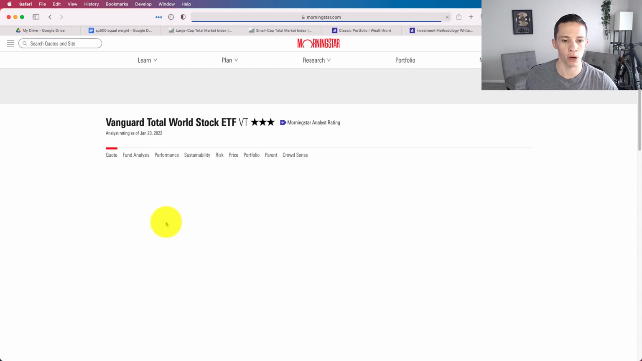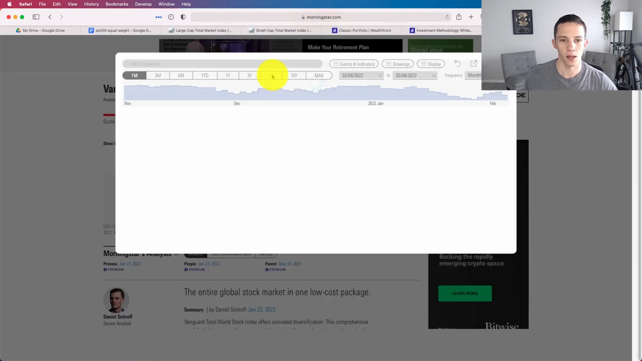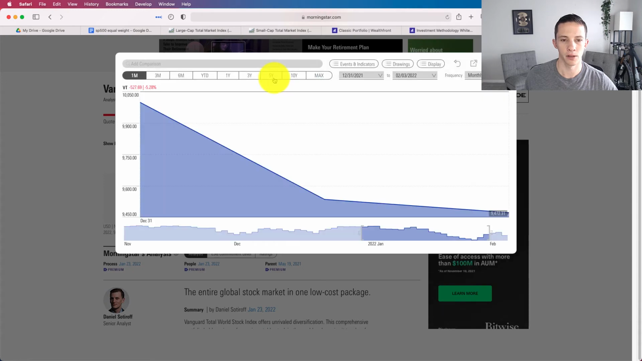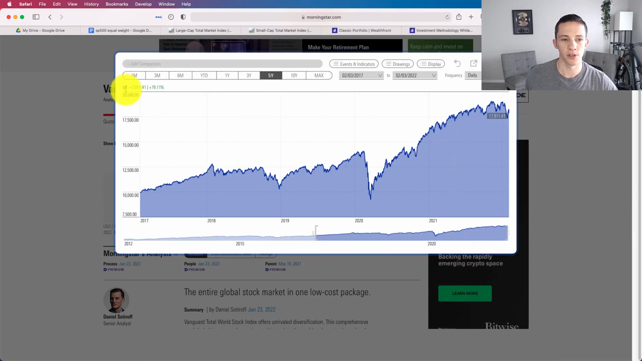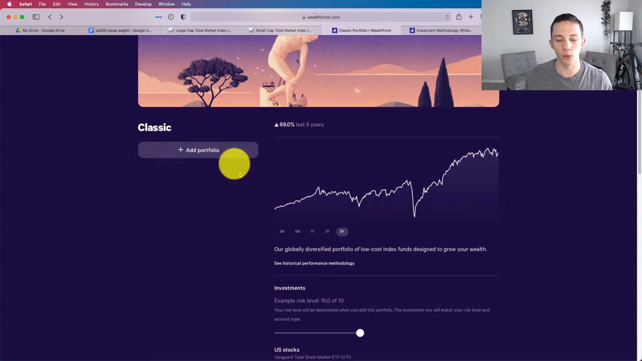We'll pull it up on a chart here, which is going to show the total cumulative return. We'll click this little 5-year button here. There we go. So we can look at it over the last 5 years, and we see over the last 5 years, VT has had a return of 79.11%. So on a total return basis, this simple all-in-one Vanguard ETF has outperformed the classic portfolio by Wealthfront at 100% equities by 10%.